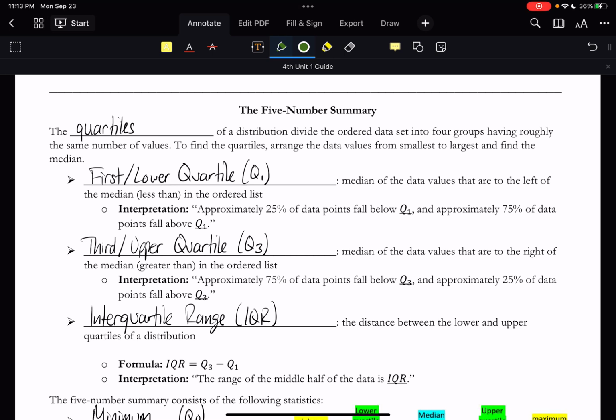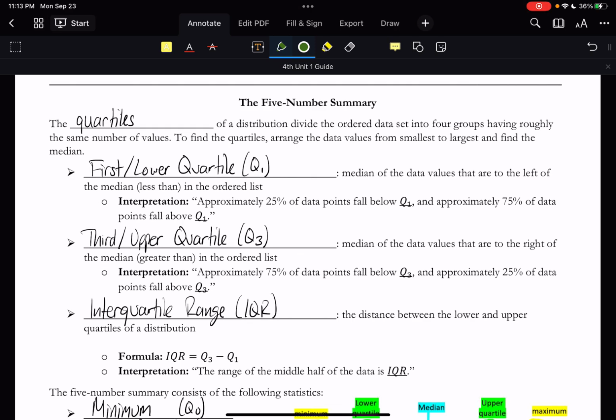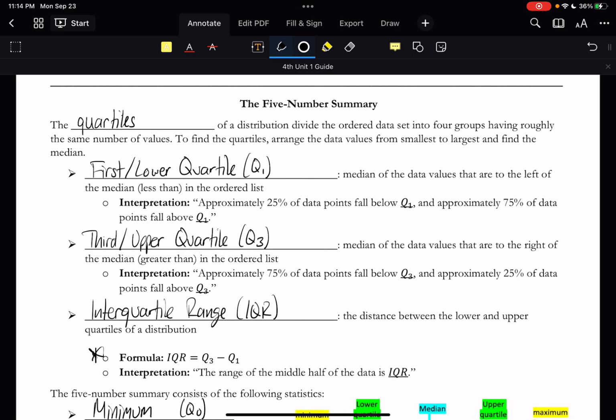The interpretations are there. 25% of data points fall below the lower quartile, 75% is above, and then for the upper quartile, it flips: 75% is below Q3, 25% falls above. And then my IQR is the distance between the upper and lower quartiles, so the formula to find it is Q3 minus Q1, and that's the range of the middle half of the data, okay?